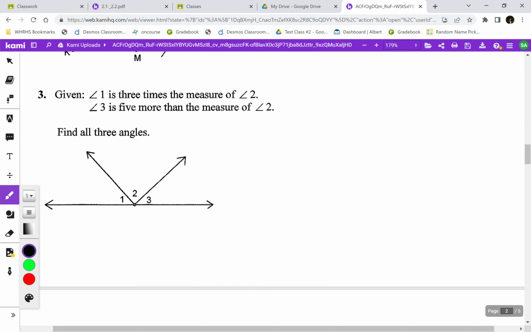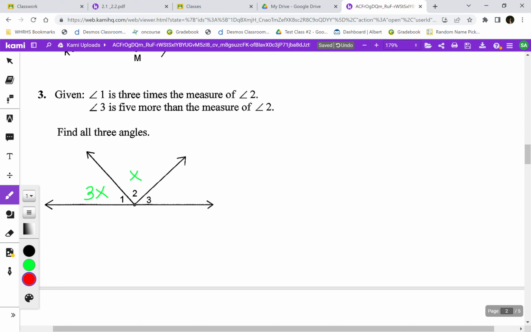Given angle 1 is 3 times the measure of angle 2. One step at a time. Which one is smaller? Angle 1 is 3 times the measure of angle 2. Angle 2. So which one should we call x? Angle 2. So I'm going to call angle 2 x. And now angle 1 is 3 times angle 2. So what is angle 1 going to be? 3x.